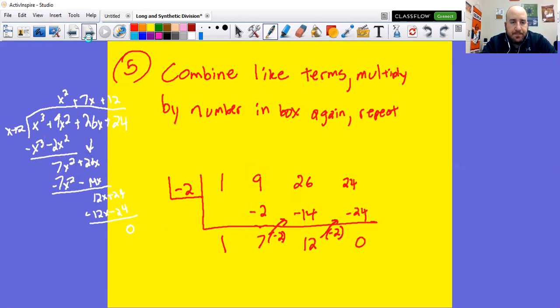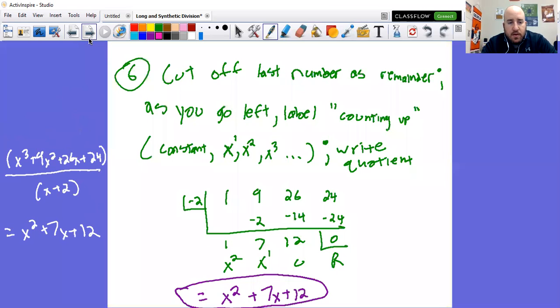All right. So slide 6, step 6. Again, ignore the white for a second. Just do what's in green and what's in purple on the end. So we're going to cut off the last number as the remainder. So that's 0. And you make its own little box, kind of cut it off from the rest.